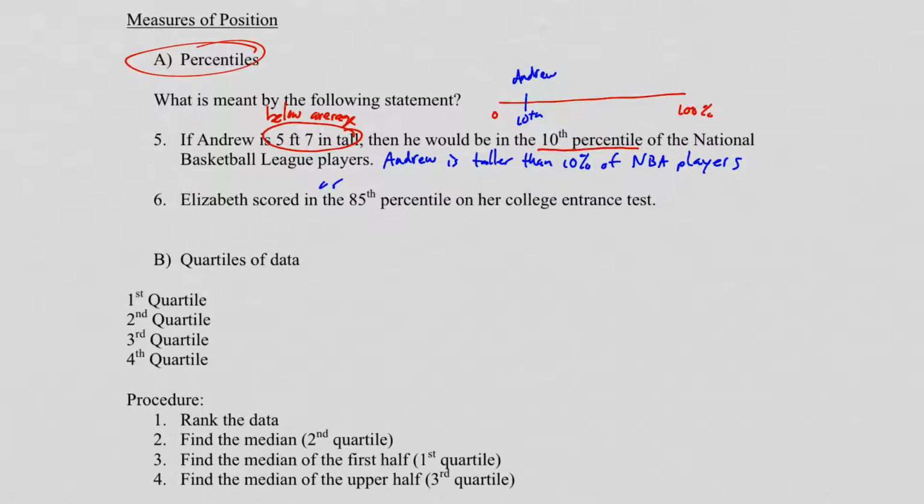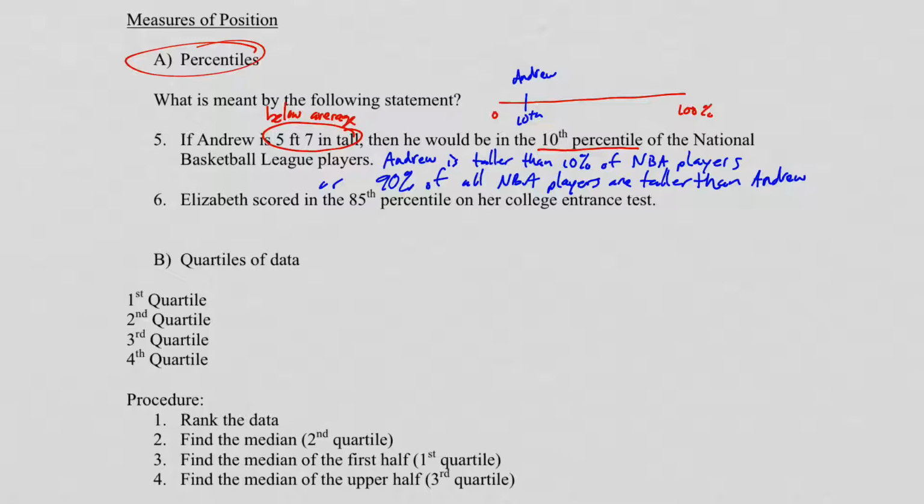Or we can say, the other side, 90% of all NBA players are taller than Andrew. Okay, both of those are basically saying the same thing, which is Andrew is below average. Okay, he's really short for being in the NBA. Okay, so that's percentile.